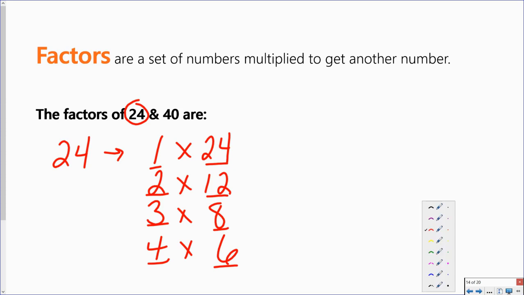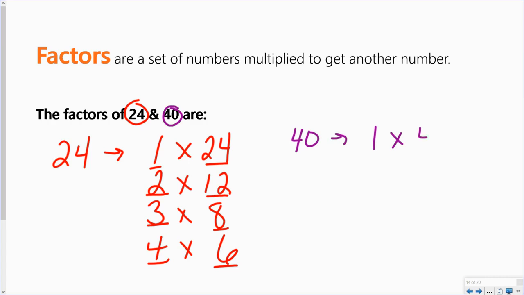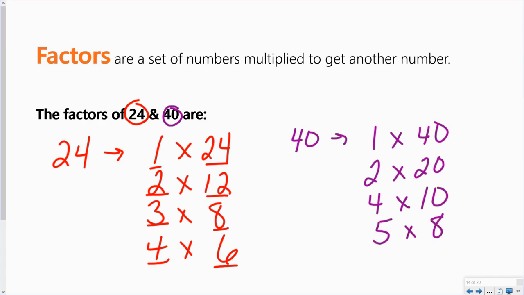Now, let's take a look at 40. So again, how can I get 40? Well, I can take 1 multiplied by 40, 2 multiplied by 20, 4 multiplied by 10, and 5 multiplied by 8. So again, 1, 2, 4, 5, 8, 10, 20, and 40 are all factors of 40.